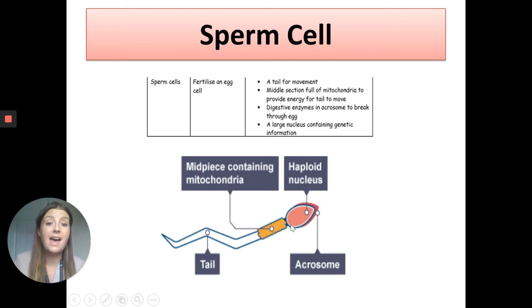And then we've got the head, which is called an acrosome. Now, that acrosome is filled with enzymes. If you're not quite sure what an enzyme is, then have a little look at that video, but they contain these digestive enzymes which help to break through the egg, so break through that membrane. And they've got a very large nucleus which contains genetic information. That's the genetic information that will then combine with the 23 chromosomes that are in the egg to then result in fertilisation.